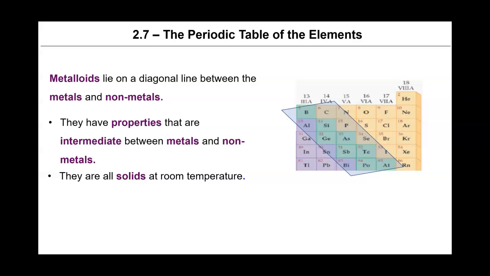Now, the metalloids lie on that staircase line that separates the metals from the non-metals. So we've got boron, silicon, germanium, arsenic, antimony, tellurium, polonium, and astatine. And they tend to have properties that are in between those of metals and non-metals, intermediate properties. And all of them are solids at room temperature.